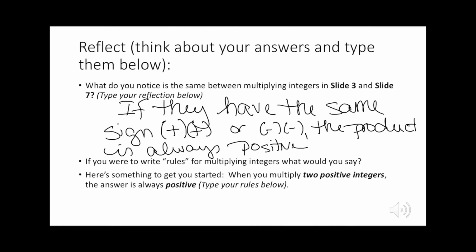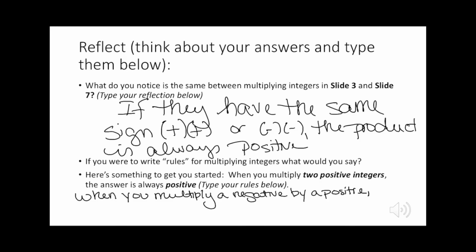Then I pushed you to think about rules. If you were to write rules for multiplying integers, what would you say? Here's something to get you started. When you multiply two positive integers, the answer is always positive. Another rule is when you multiply a negative by a positive, the answer is always negative.